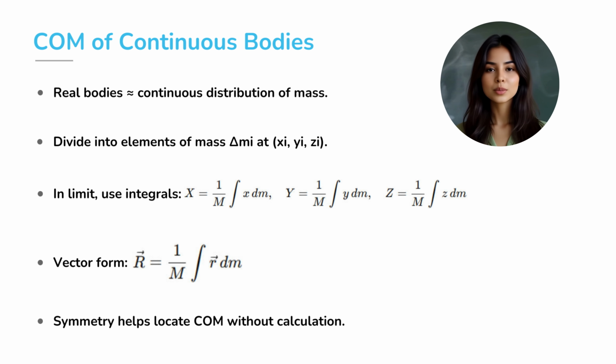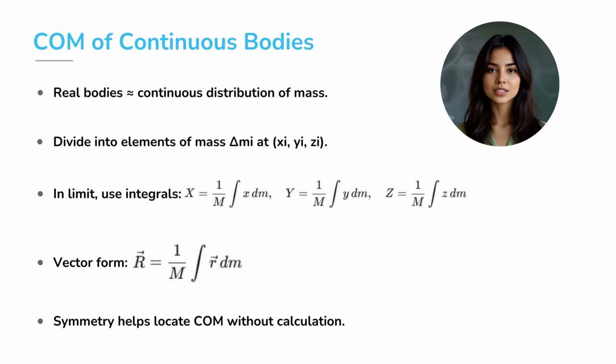Now let's move from individual particles to real solid bodies. Think of a rod, a disk, or even your smartphone. These aren't just a few particles, but billions of atoms packed tightly together. We describe such cases as a continuous distribution of mass. To locate the center of mass, we imagine breaking the body into tiny elements of mass, written as dm. When these pieces become infinitely small, our summations transform into integrals.